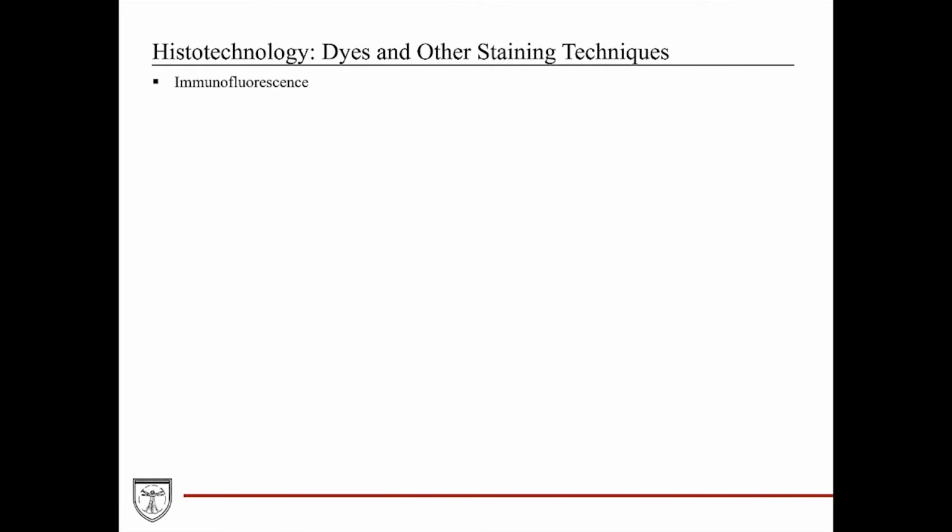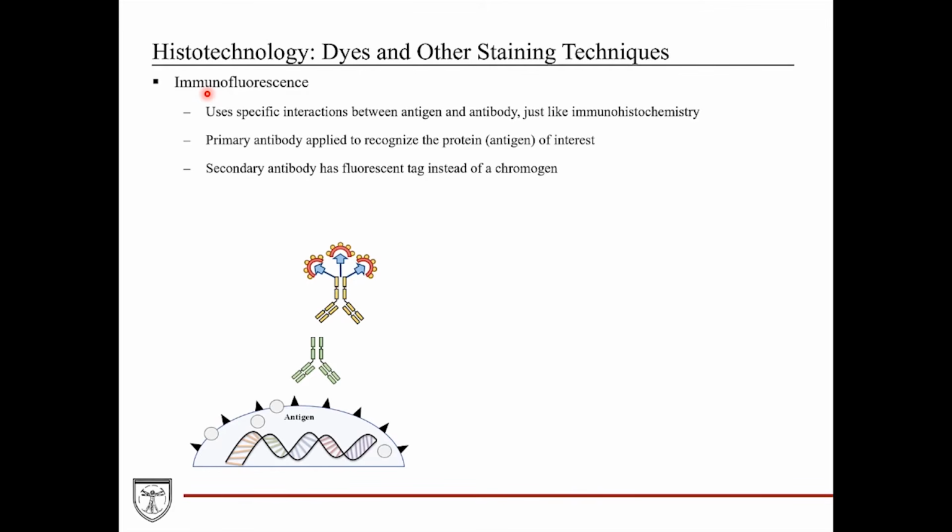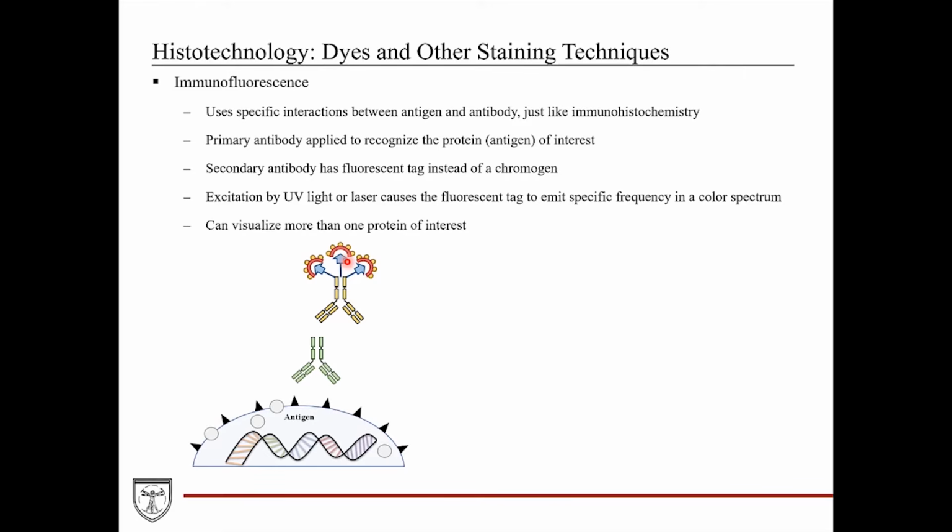Then we have immunofluorescence. And as immuno suggests, just like the immunohistochemistry, you're using the interactions between the antigen and antibody. So we're still using the primary antibody and then using the secondary antibody. But this time, instead of the chromogen, the secondary antibodies have these fluorescent tags. These are the structures that, when they're excited by either UV or laser light, emit a specific frequency and wavelength of color that can be detected by a microscope.